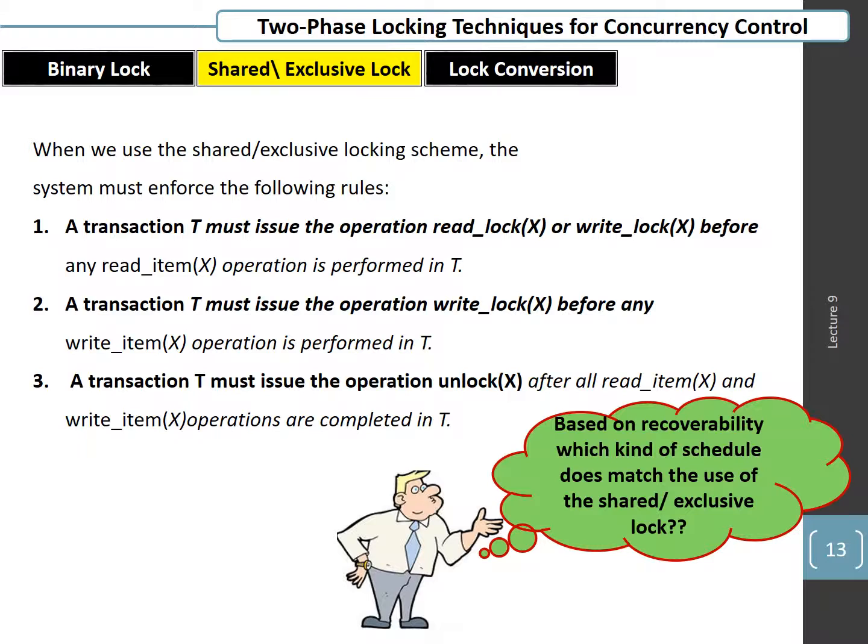The last rule is that if a transaction finishes all its operations on a data item, it must unlock this data item. And based on recoverability, which kind of schedule matches this use of the shared and exclusive locks? There is no schedule that matches this type of locks.